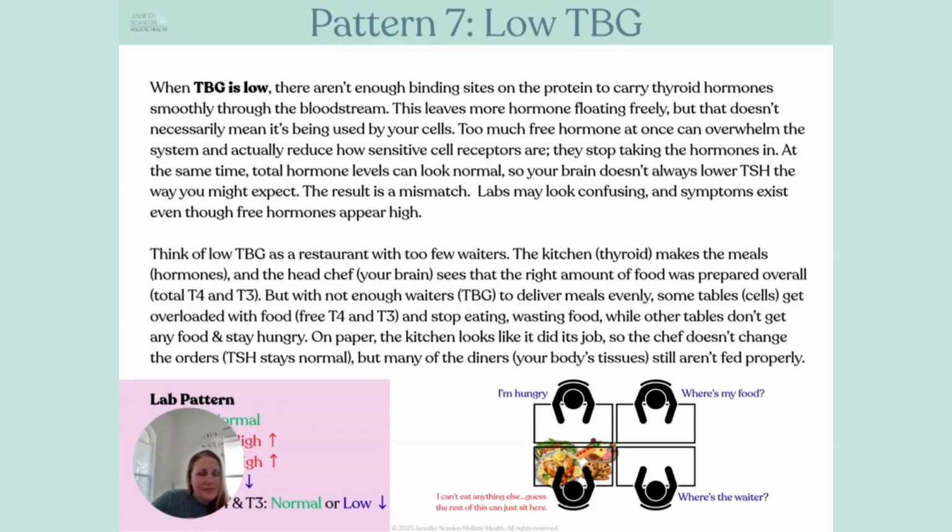So on paper, it looks like the kitchen did its job. The chef doesn't change the orders, AKA your brain doesn't change the TSH levels, because enough T4 and T3 was out there. But a lot of the diners, AKA your body's tissues, aren't fed properly because they didn't get the food. The food was all clumped over there on that one table, and the rest of the tables didn't get any. On labs, this is going to look like normal TSH, high free T3 and free T4, low TBG, and then your total T4 and T3 is either going to be normal or low.